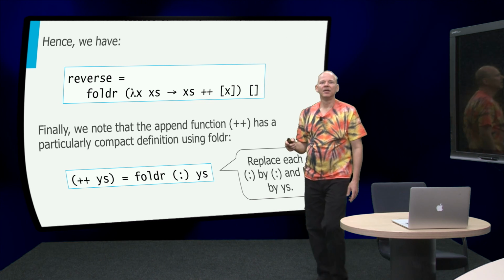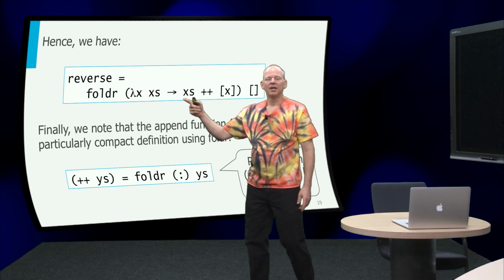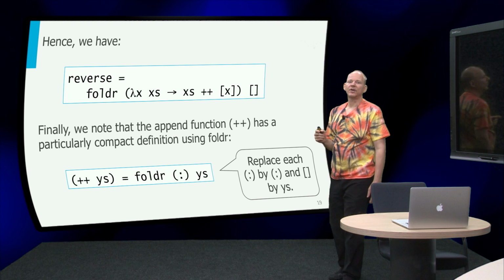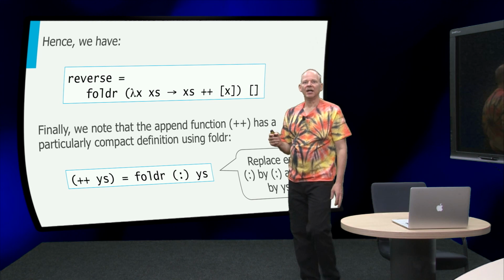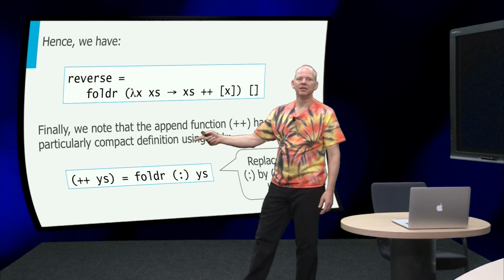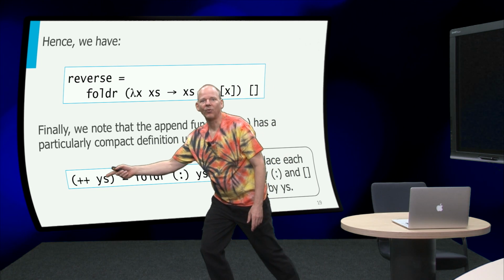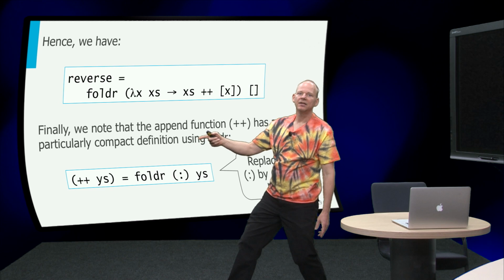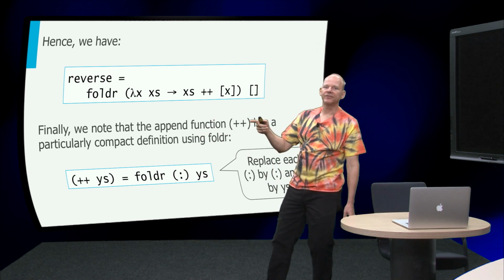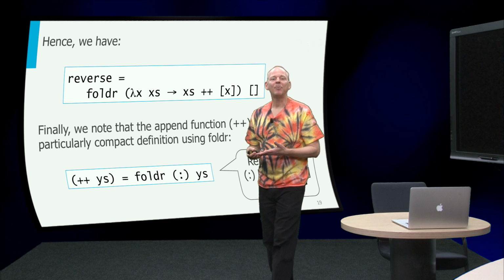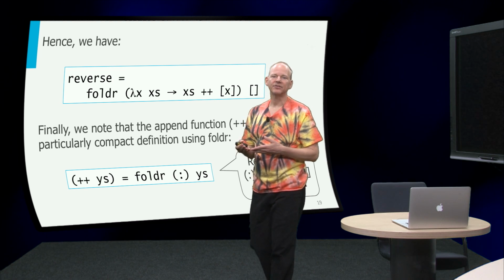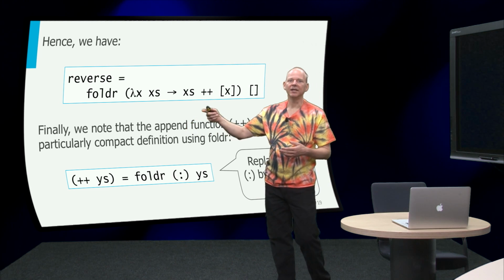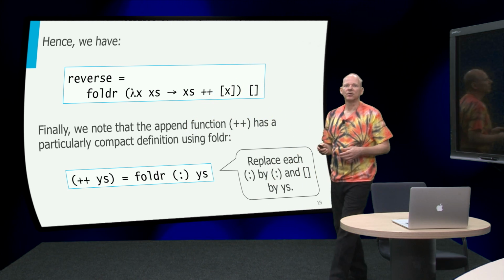Okay. So now, if we write this in point-free style, we can write this a little bit shorter and write it as, appending y's to the end is the same as folding cons with y's. All right, so if I want to append a list, I'm just replacing the empty list by that list, and I'm leaving all the conses alone.